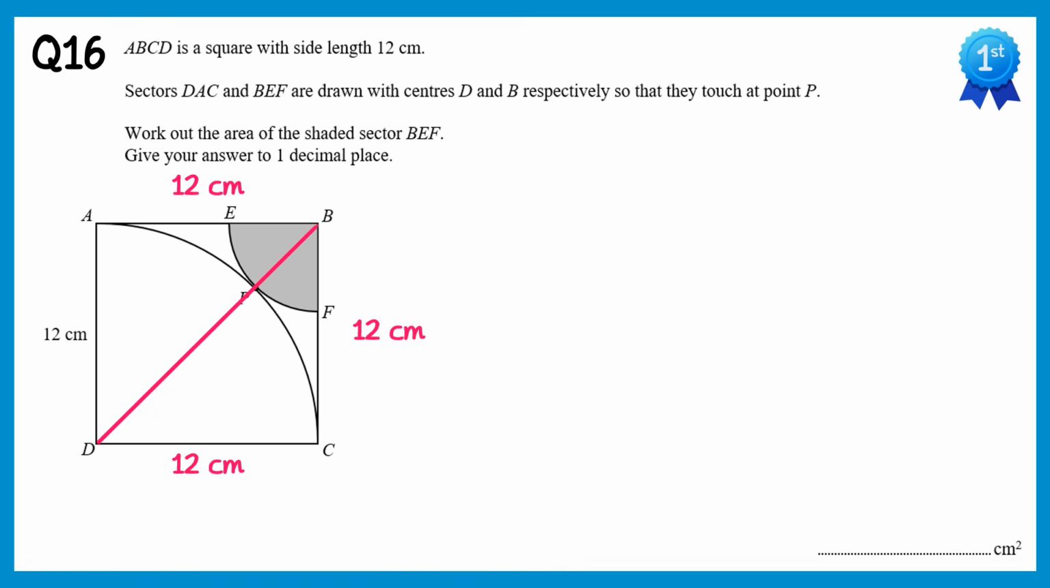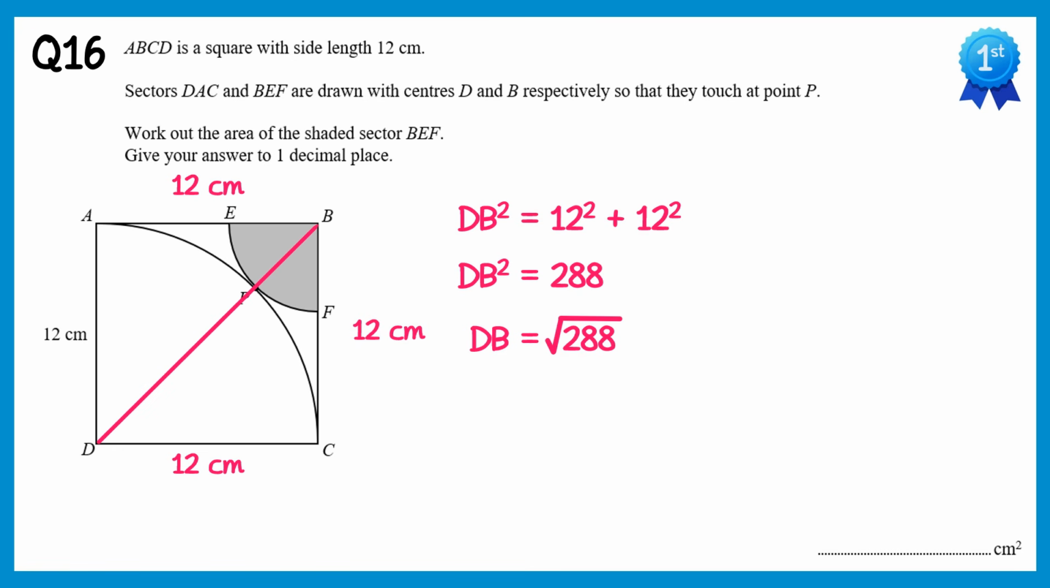We're now going to use Pythagoras on the triangle DCB to try and help us work out the length of DB. So we would do DB squared equals 12 squared plus 12 squared. If you do 12 squared plus 12 squared, you get 288. And then to find DB, we would square root this, so DB equals the square root of 288. Let's add this onto our diagram.